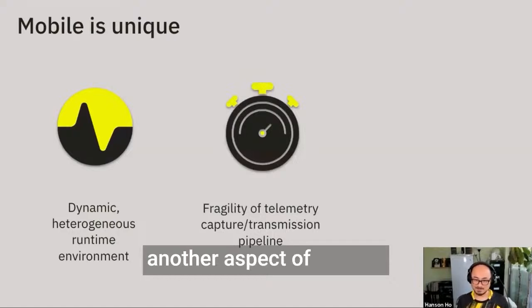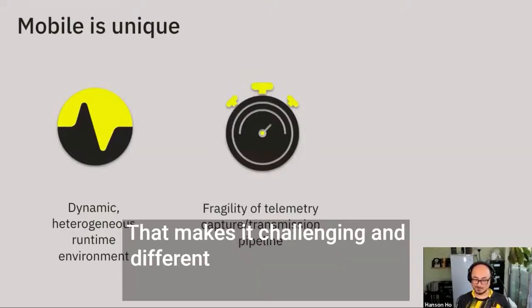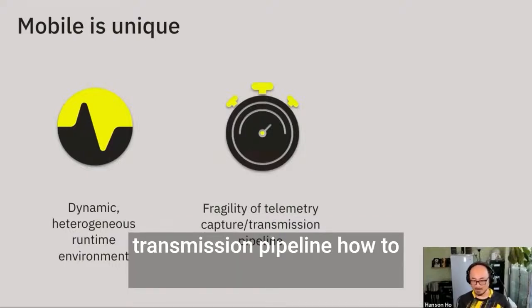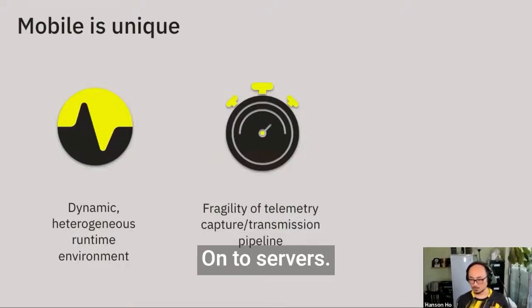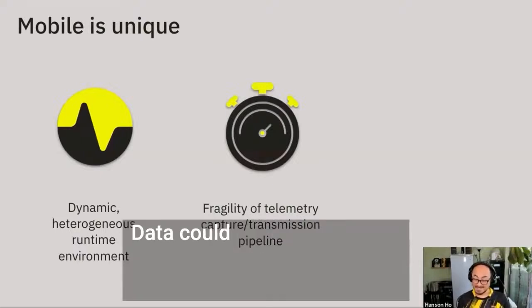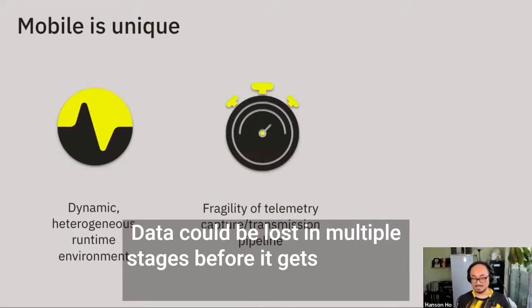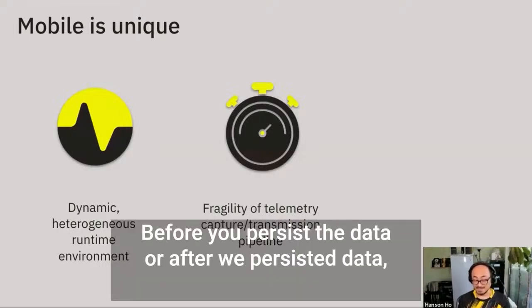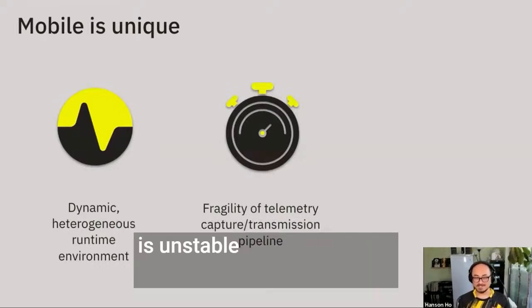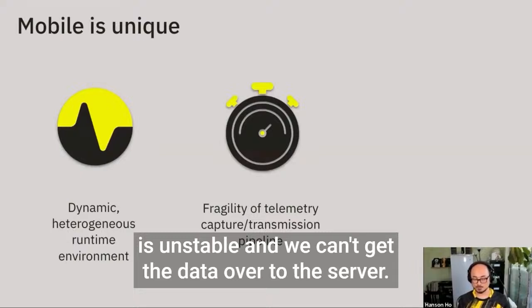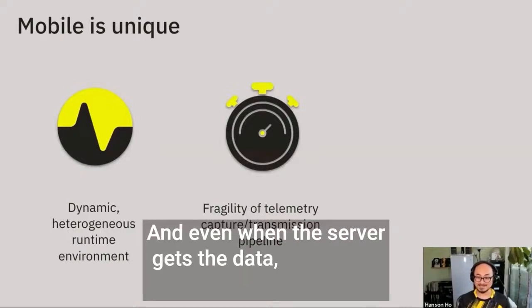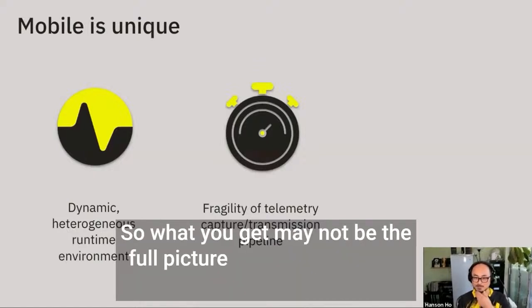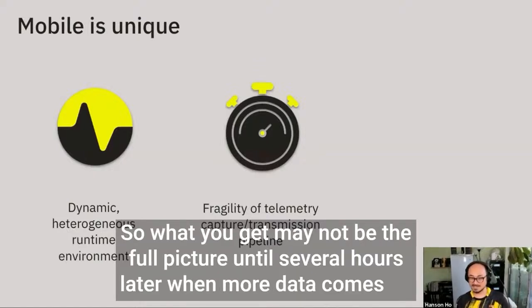Another aspect of mobile that makes it challenging and different than backend is the fragility of the capture and transmission pipeline: how to get data from these devices onto servers so I can do something with it. Data can be lost in multiple stages: before it gets captured because of a crash, before we persist the data, or after we persist the data because the network connection is unstable and we can't get the data over to the server. And even when the server gets the data, it could be delayed or out of order. So what you get may not be the full picture until several hours later when more data comes in.